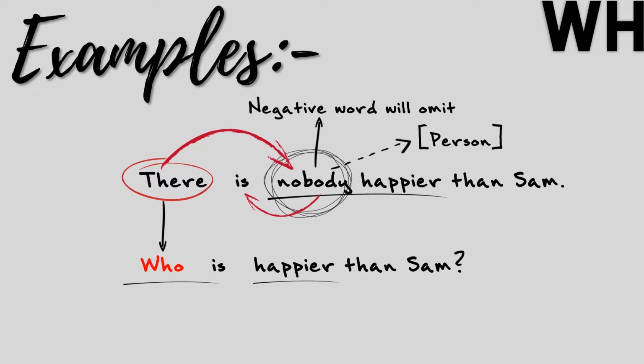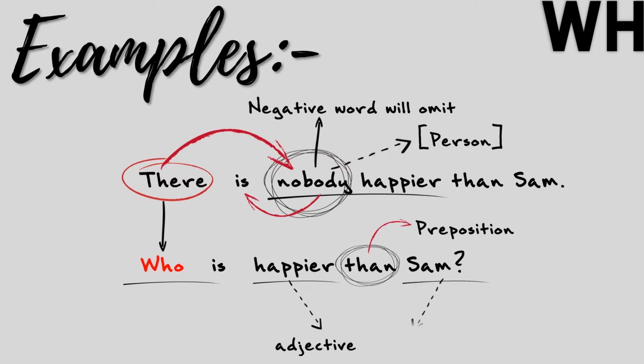Let's see. Happier here is an adjective. Than is a preposition, and Sam is a noun. And we can see that here an adjective and a noun are connected by a preposition. That's why there is no need to put a the in front of happier. Moreover, it is an adjective. That's why we don't put a the in front of it.